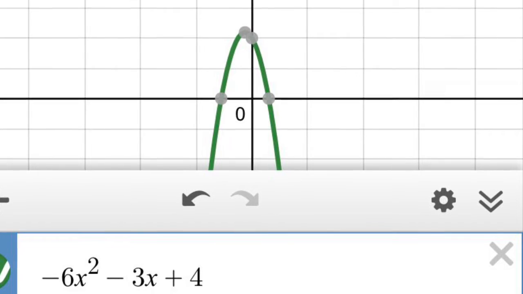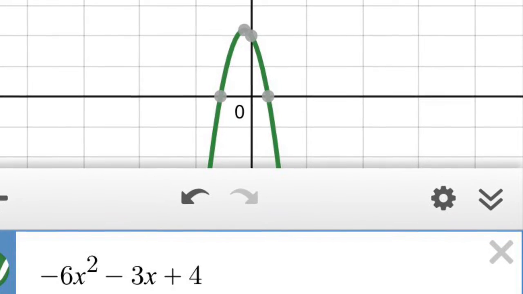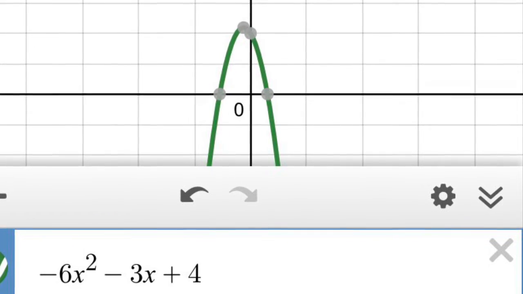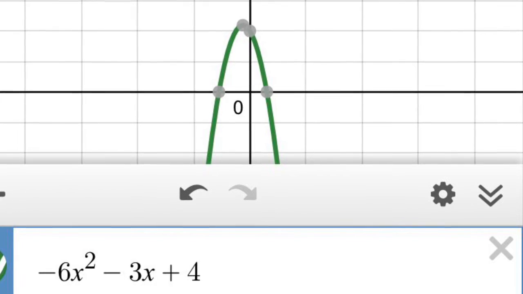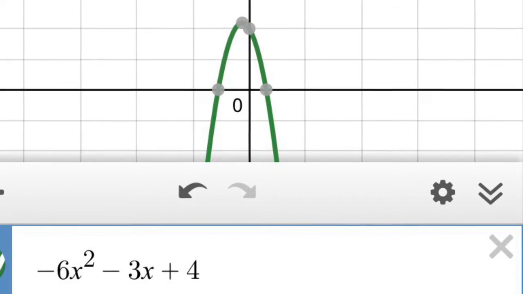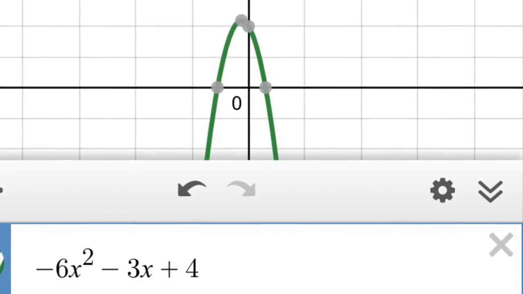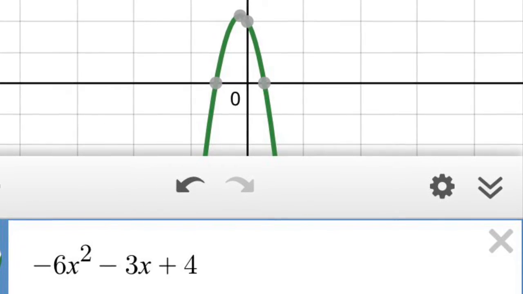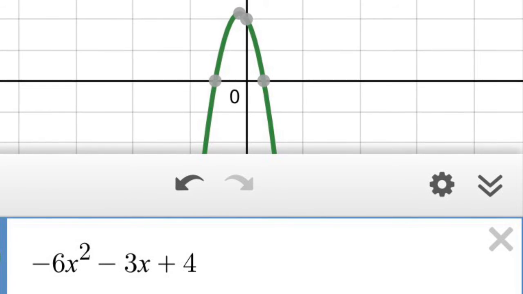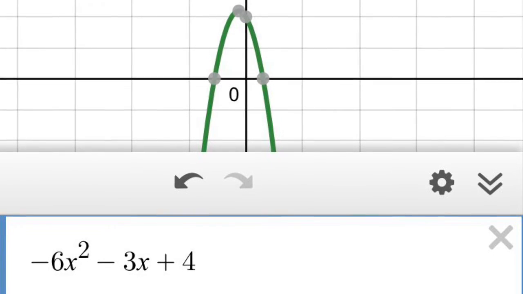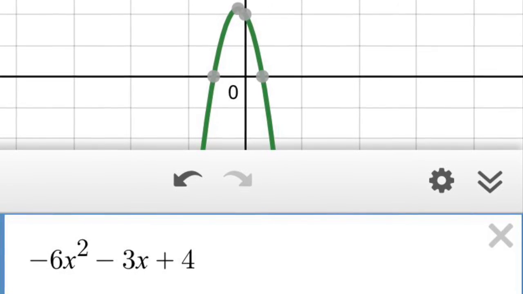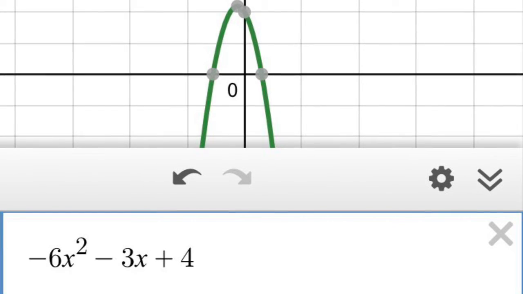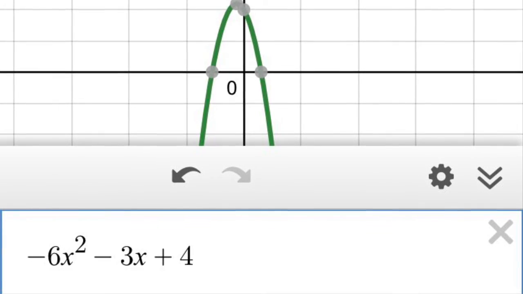And this time when we use Desmos, we see that when we enter the simplified expression minus 6x squared minus 3x plus 4, if we were to graph it, it's no longer linear. It's actually a type of graph called quadratic. And if it's quadratic, in the equation, you'll often find the x squared. So that x squared that we see is a good sign that it's going to be quadratic.